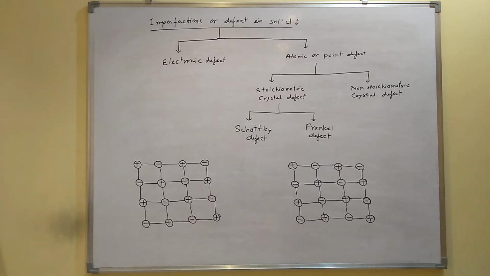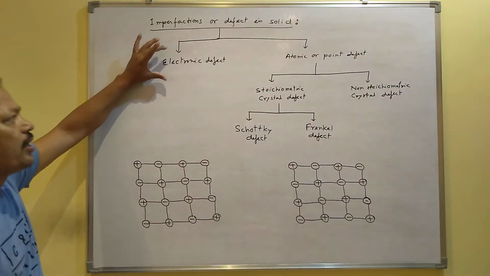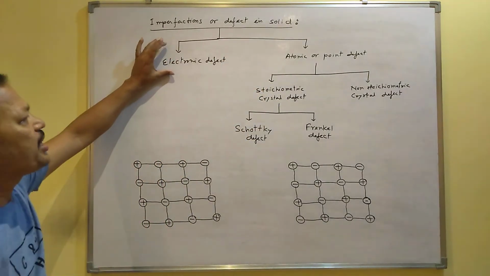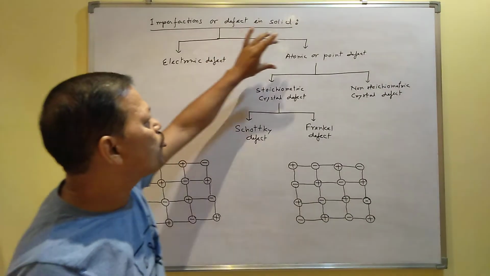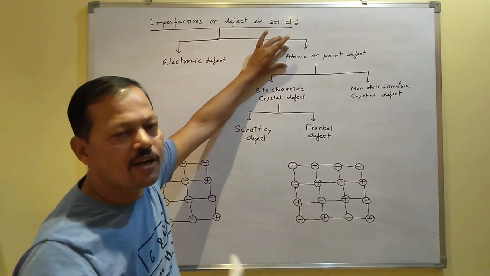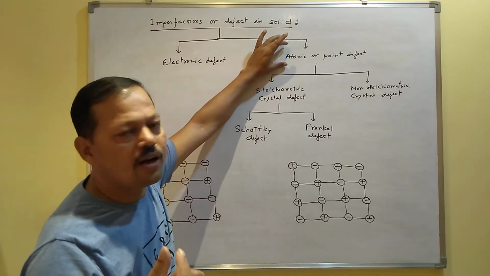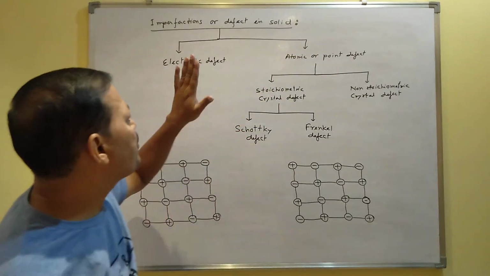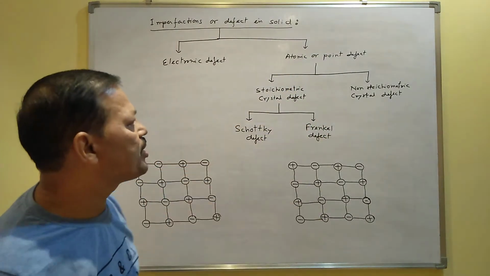Okay, students, this is the classification of defect in solid. As you have got two types of defect, you will get electronic defect and atomic or point defect. Electronic defect you will get when the defect arises due to electrons inside the crystal, and atomic or point defect arises due to irregularities of the particles or due to disorderness of particles. Then the defect is called atomic or point defect. I mean electronic defect due to electrons and atomic or point defect due to particles.